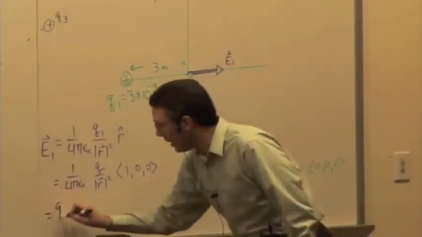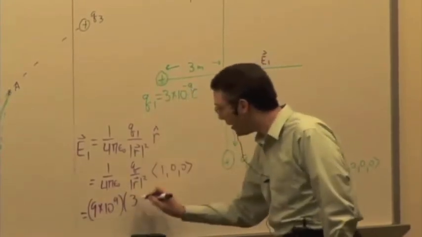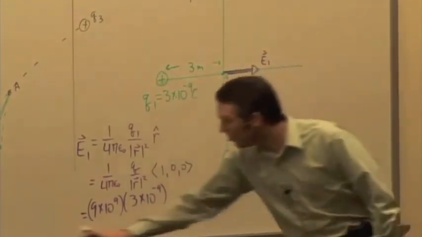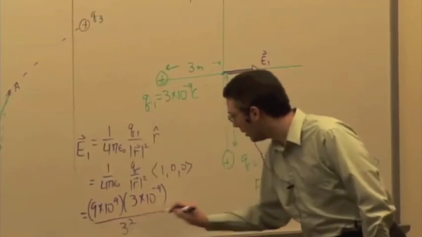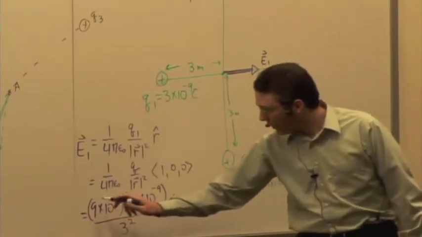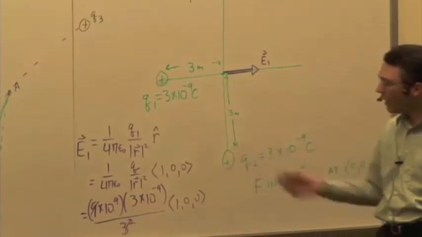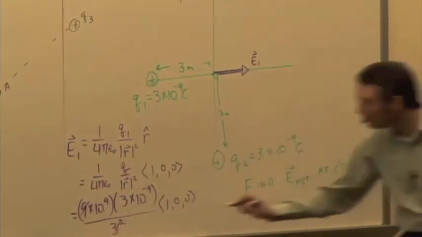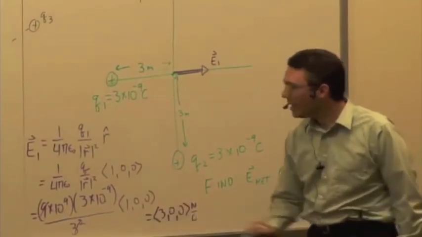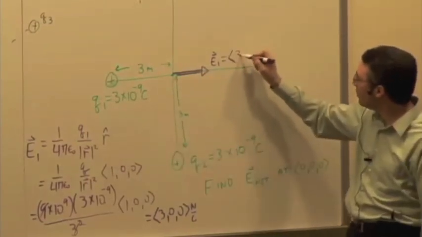So that's going to be 9 times 10 to the 9th times 3 times 10 to the minus 9, divided by the distance is 3 meters, so we divide by 3 squared, times 1, 0, 0. 3 squared is 9, so we have a 9 canceling the 9 down here. We have 10 to the 9th times a 10 to the minus 9. We're going to get 300 newtons per coulomb, right? And that is E1. That's the electric field due to just that single point charge Q1.